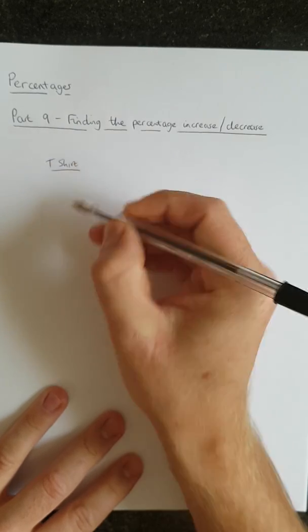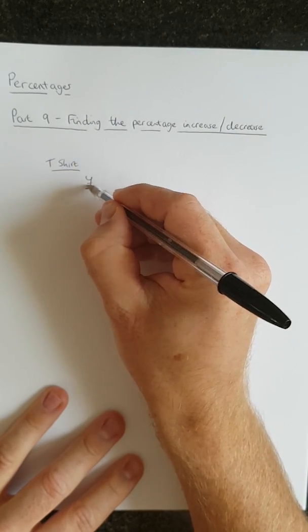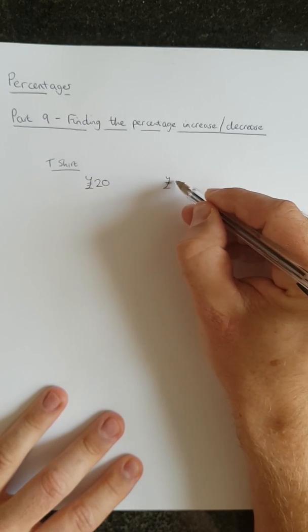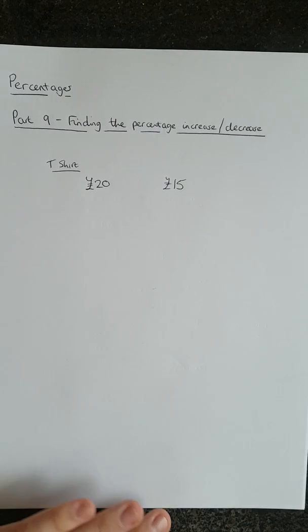So, go back to my favourite t-shirt. It costs £20. In the sale, it's reduced to £15. What is the percentage decrease?